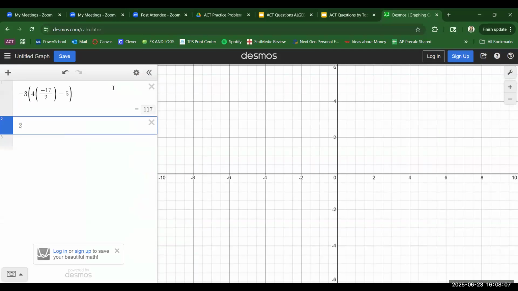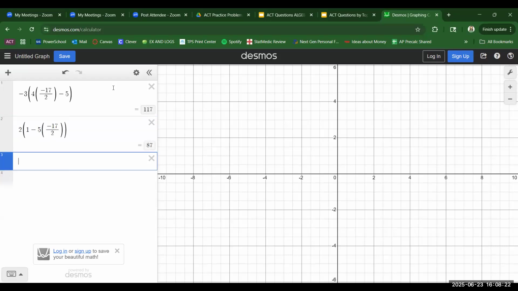And then we type in the right side of our equation, 2 times 1 minus 5x. But again, we have a fraction, -17/2. And some of you will like Desmos better because a lot of students think it's faster. And the way to copy and paste on Desmos is just to go highlight it, and you can copy and paste it and change those numbers.